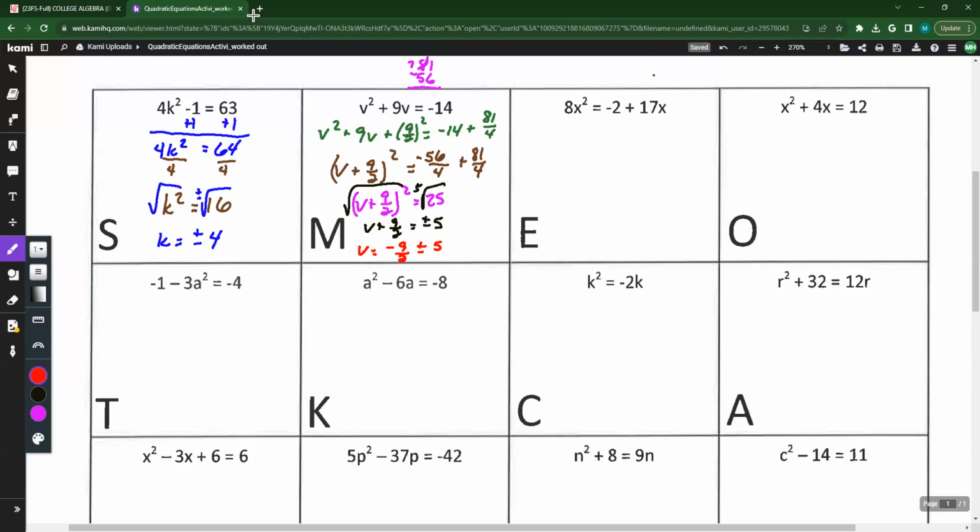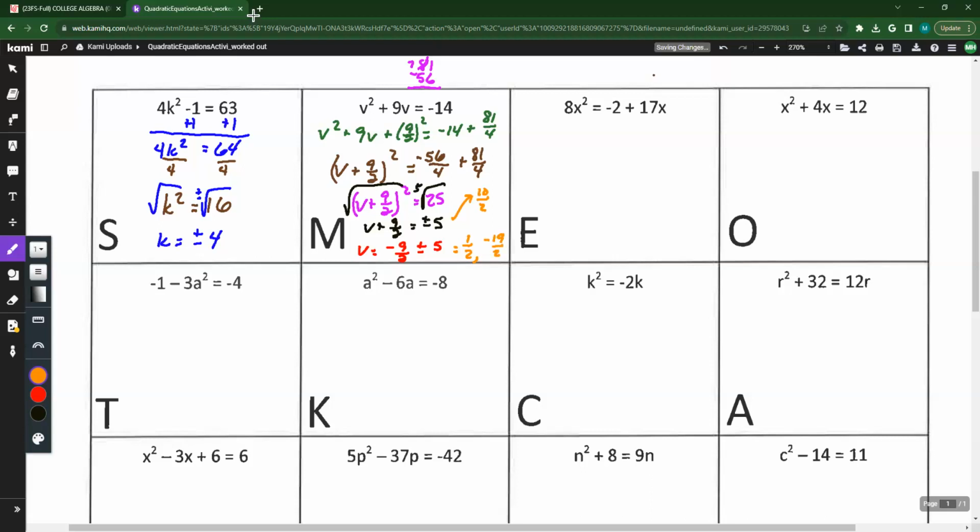I should actually get those numbers, but I'm going to wait until I get to the choices. Actually, no, I'm not. I'm going to say that 5 is 10 over 2. So negative 9 plus 10 over 2 is going to equal 1/2, and negative 9 minus 10 over 2 is negative 19/2.